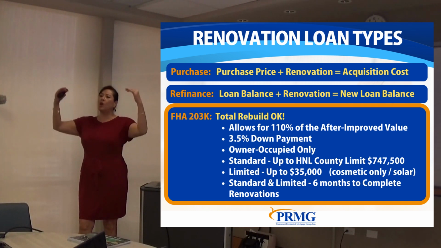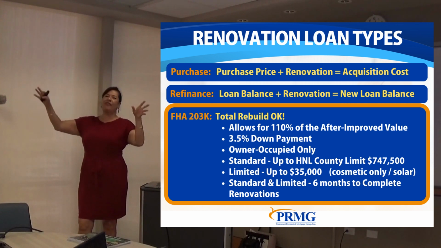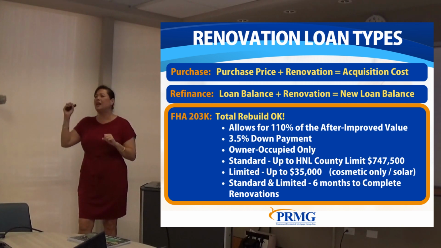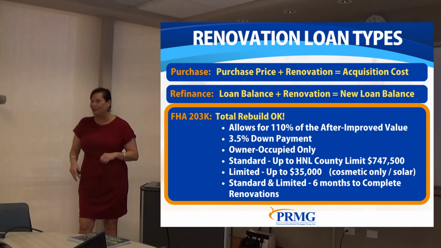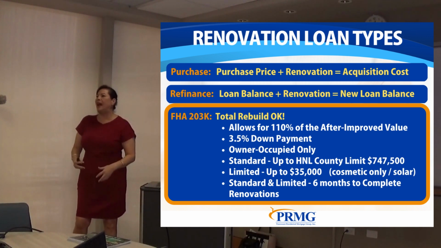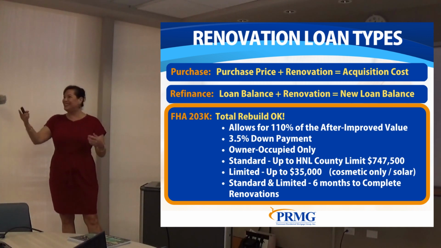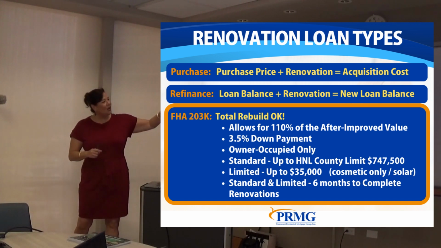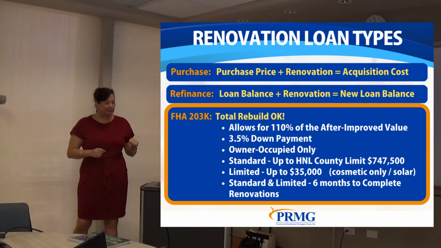Where we've got a lot of property on the market that, in fact, I was looking online yesterday, there was a ton of properties with boards on the windows, fires that had occurred in the house that the seller just didn't fix anything. And so anyway, the FHA 203K.